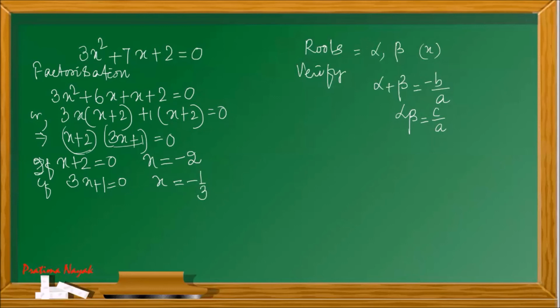So one I am giving the name alpha, one is beta. You can change the name also. So first one alpha, second one beta. Now I'll go for verification. For verification, I need A, B, C. Now what is A? A is your coefficient of x square. So A is 3, B is 7, C is 2.